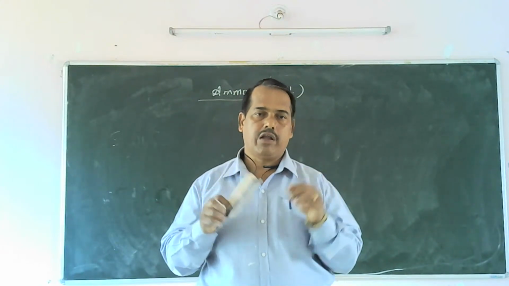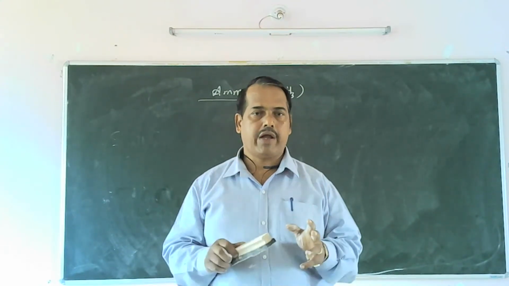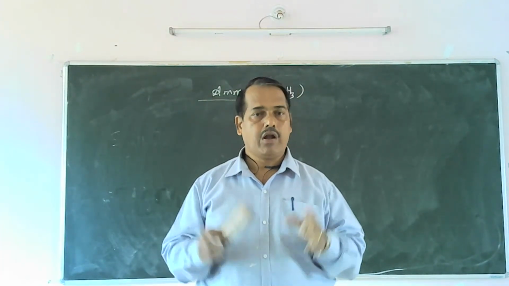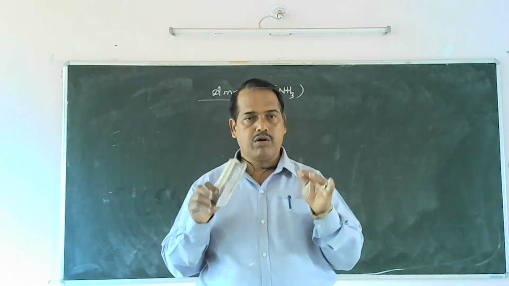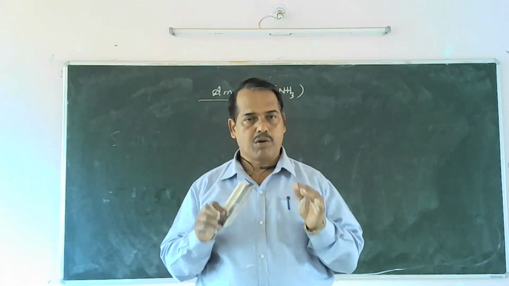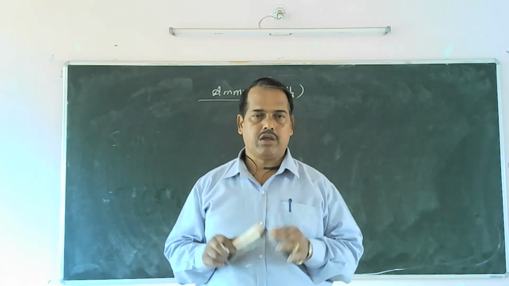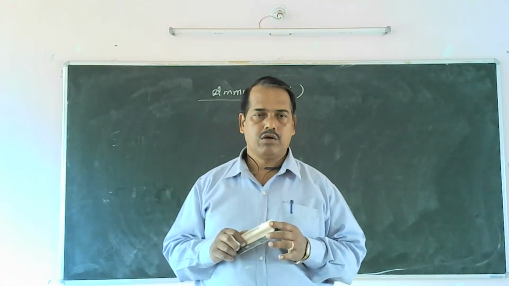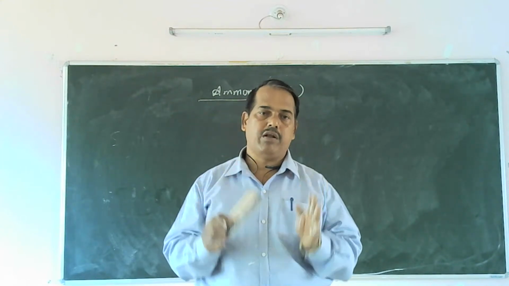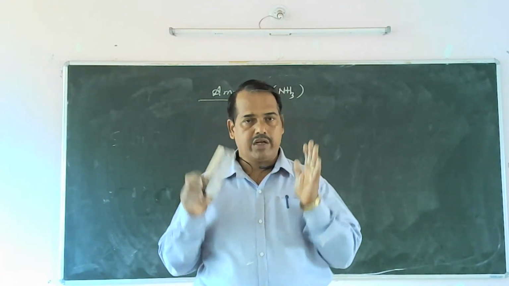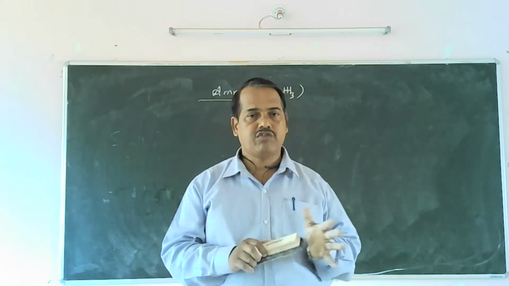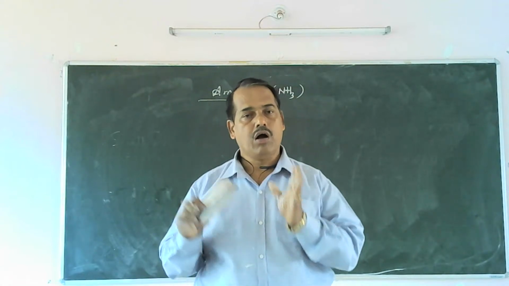So this dinitrogen and dihydrogen is made to react at a high temperature, nearly 700 Kelvin, and in the presence of catalyst, finely powdered iron oxide, along with the promoter, potassium oxide K2O and Al2O3, aluminum oxide. See, this drastic condition should be maintained. Then in a catalytic converter, this dinitrogen and dihydrogen react together and form ammonia.